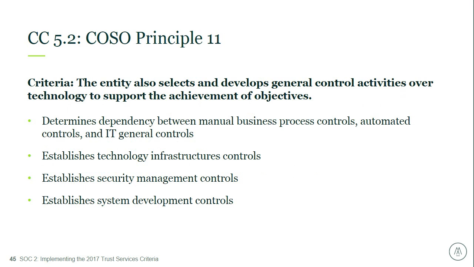COSO Principle 11 talks about selecting and developing general control activities over technology to support the achievement of objectives. I think what people struggle with here is it's just very broad. Sometimes it seems like, well, any of my SOC 2 controls could fit this, or especially some of the more technical controls. So this is really focusing on some of the points of focus around technology infrastructure controls, security management controls, and system development controls.